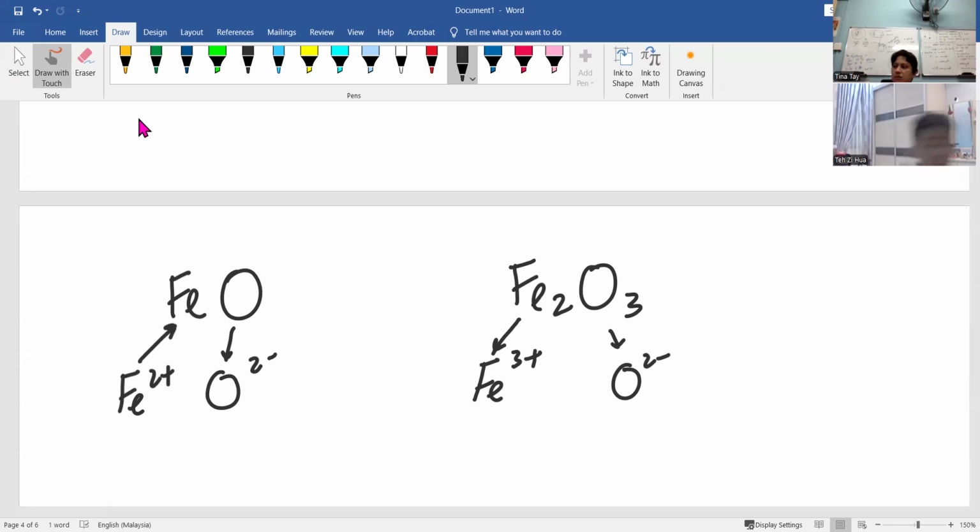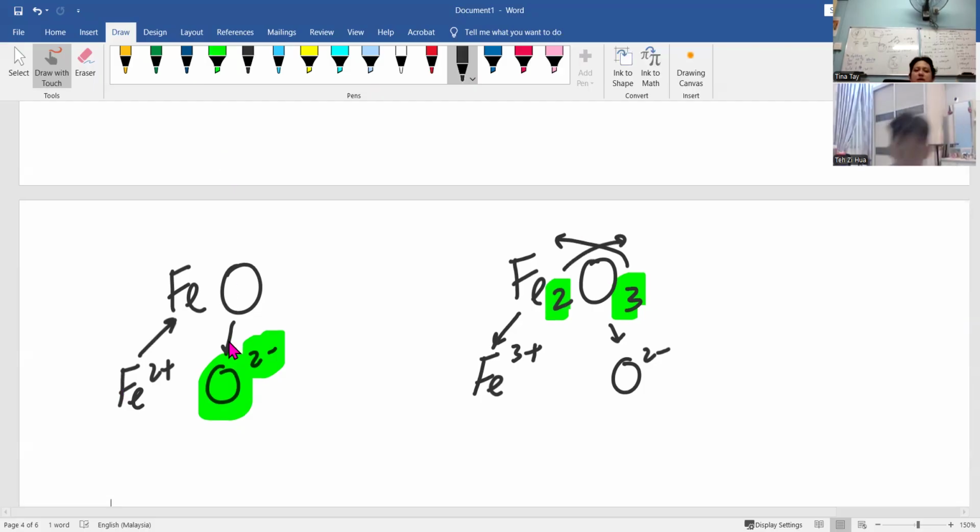This one, the charge of oxygen is 2 negative, correct? If the charge of oxygen is 2 negative, and this one is just FeO, doesn't it have to be 2 positive, then they can cancel each other out? And then this one, if this one is Fe2O3, this 2 must have come from above here, and this 3 must have come from above here, like that. You get it?